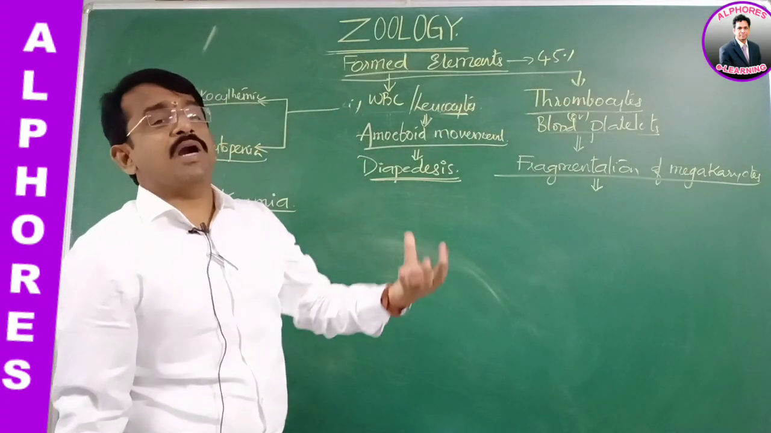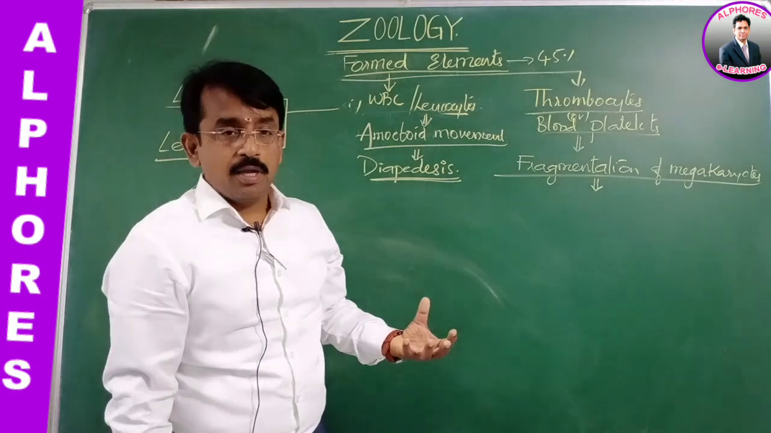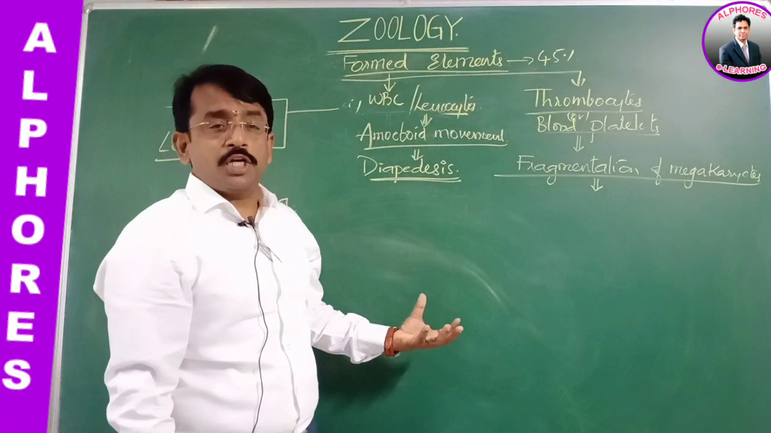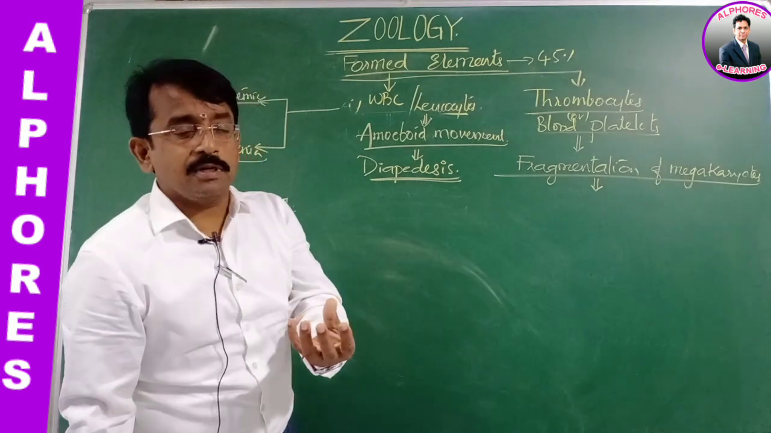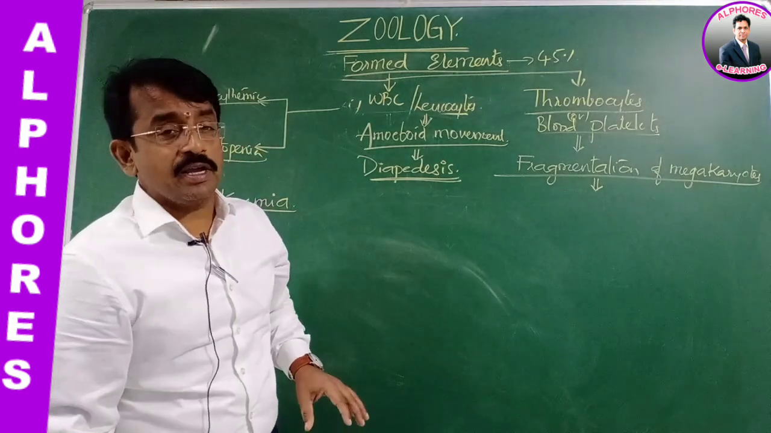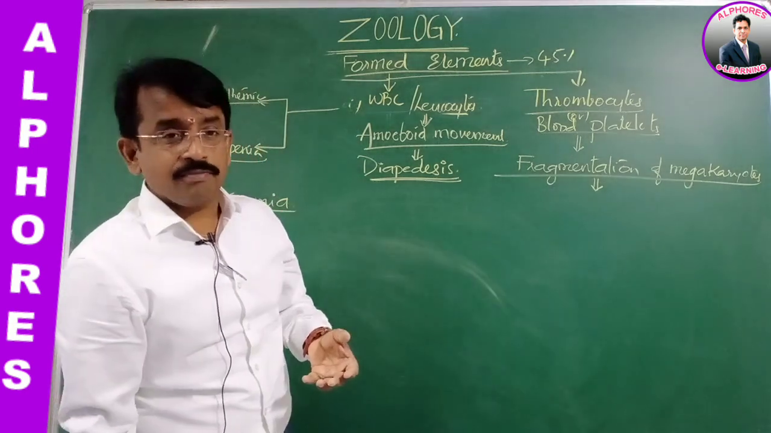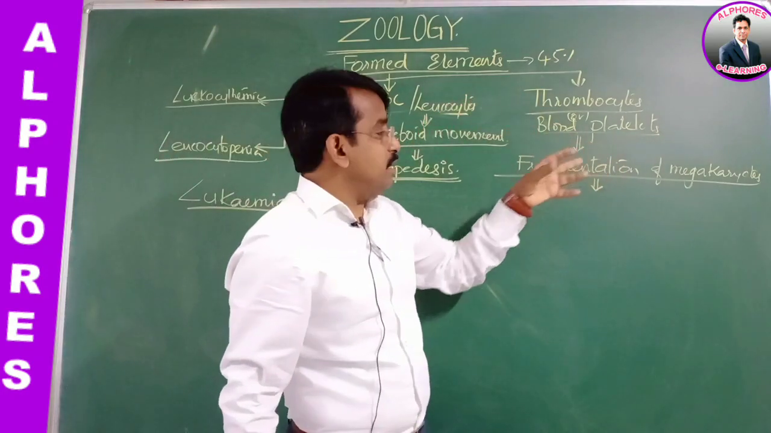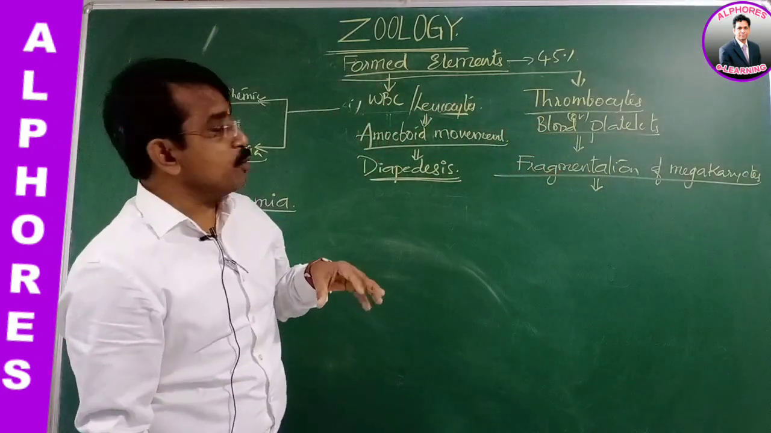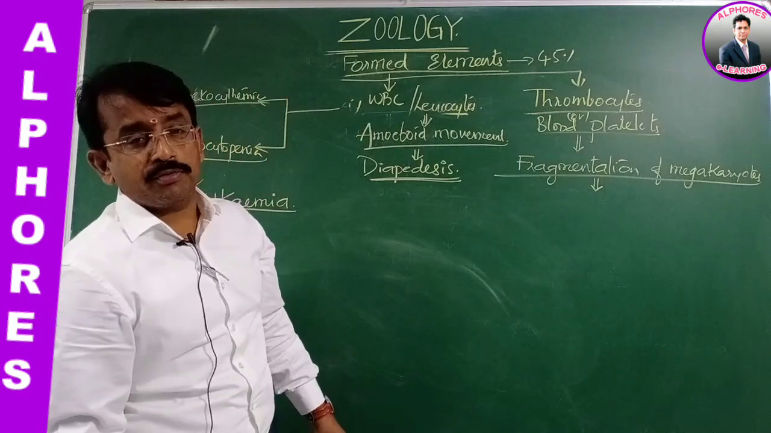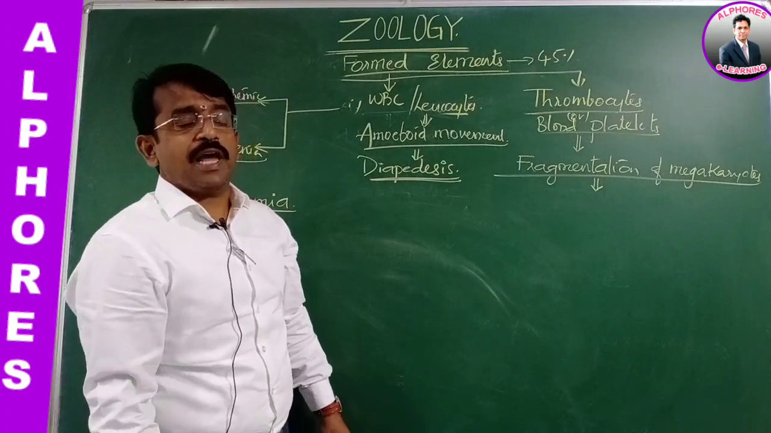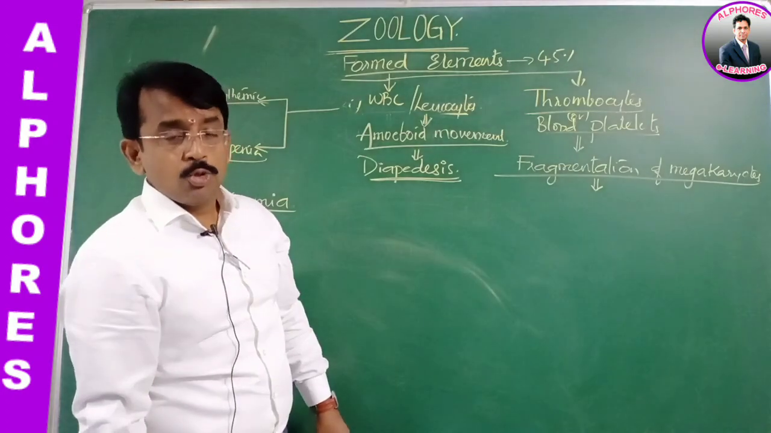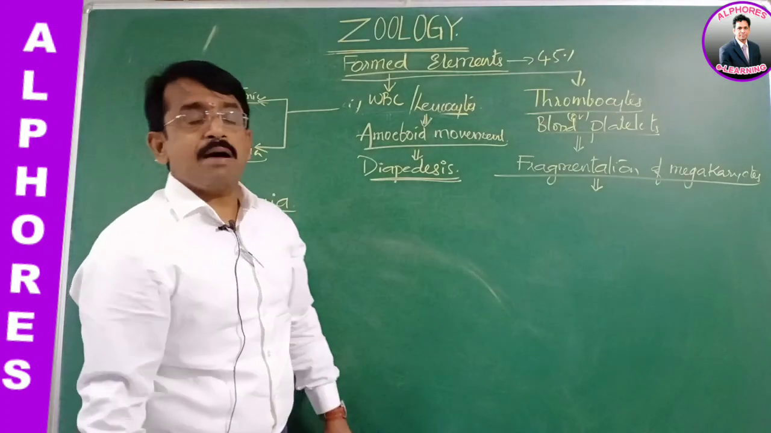An injury to the blood vessels or tissues involves blood platelets. Tissues are also associated with the blood vessels. So this is how, by the fragmentation of megakaryocytes, the thrombocytes are produced. Their number is 1.5 lakh to 2.5 lakh.